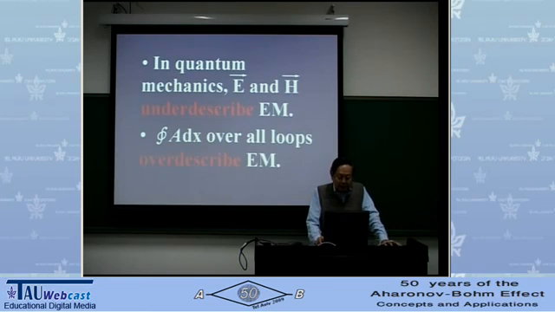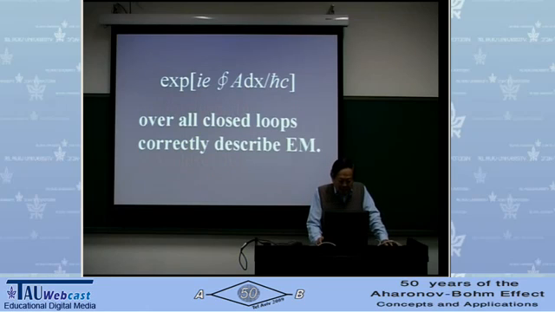On the other hand, if you take the loop integral of the vector potential over all loops, that over-describes electromagnetism. In other words, you do not need that much information to realize all the electromagnetic effects. It is this expression, over all closed loops, that correctly describes electromagnetism.